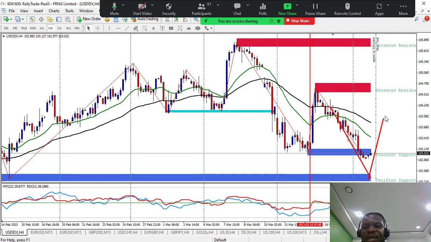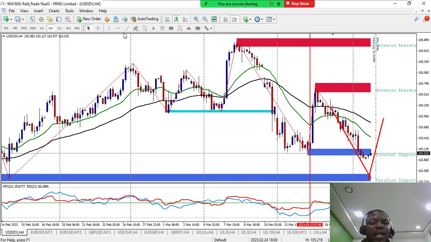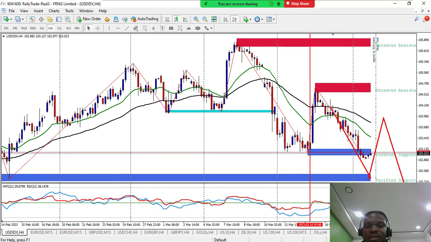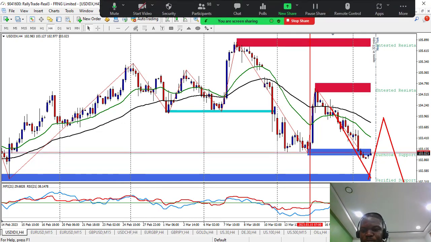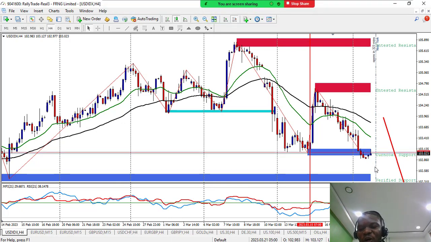That means it should stop somewhere here. You can use a Fibonacci level to know the exact point it should stop. Then of course it moved down again. So what we're trying to say is that the trend is downward. If it is downward, you notice we have taken out this low. So whenever a structural low is taken out, we normally expect a retracement to the upside.